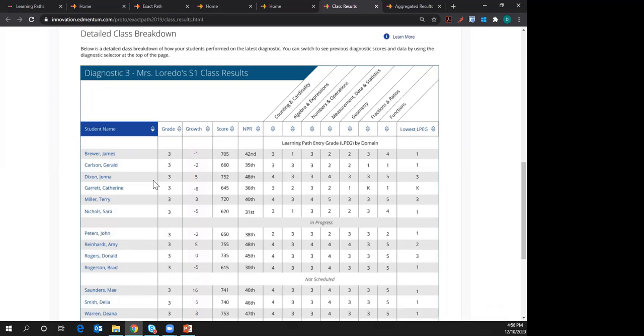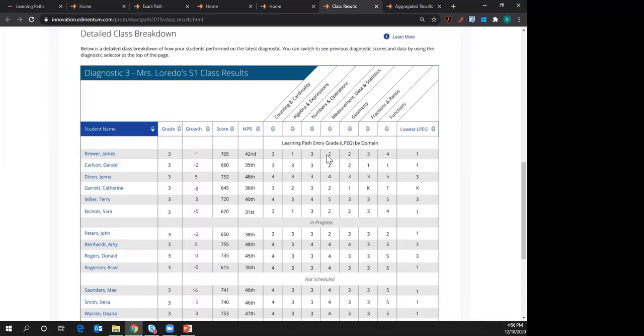Let's read one row together. James Brewer is a 3rd grader. On this last test, he's experienced negative 1 point growth. His scale score was 705 on that assessment. He's in the 42nd percentile. He is at a 3rd grade level in counting and cardinality, 1st grade level in algebra and expressions, 3rd grade numbers and operations, etc., etc. I think we kind of get it now. This is really good data.